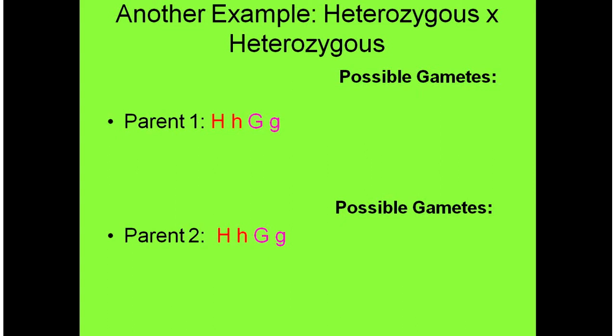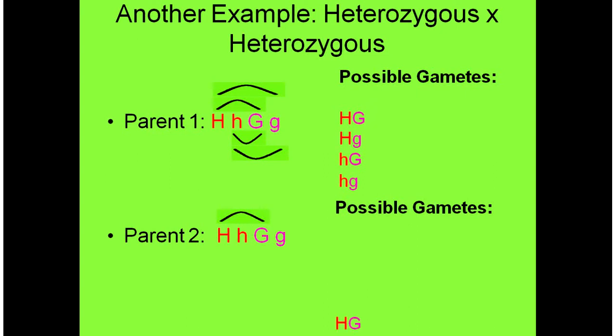Moving on to our second example, it's a little bit more complicated. We're going to use two parents that are heterozygous for both traits. So we have to be careful when figuring out our possible gametes. I use FOIL. I take my first H and my first G, so that's big H, big G. I take my outer H and my outer G, so that's big H, little g. I take my inner H and my inner G, so that's little h, big G. And I take my last H and my last G, so that's little h, little g.